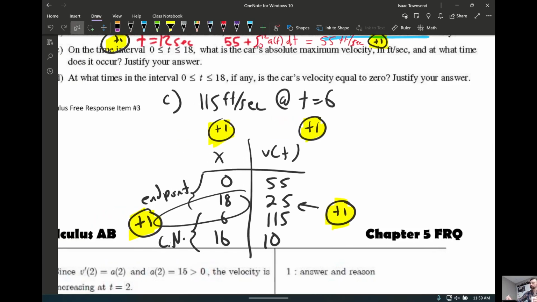Okay, and then finally part D. So look up at your graph and all the stuff we added to it. Is there any time that the velocity is 0?